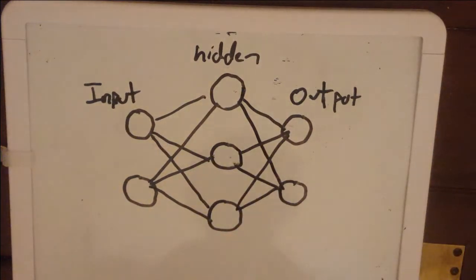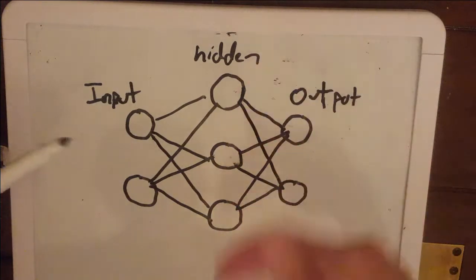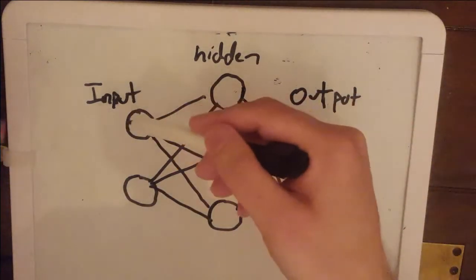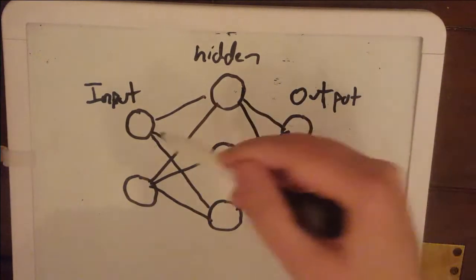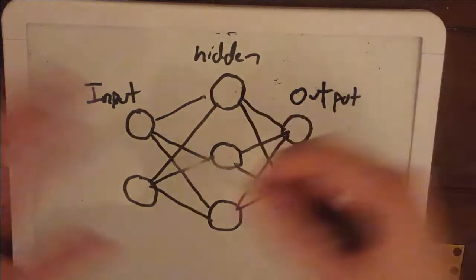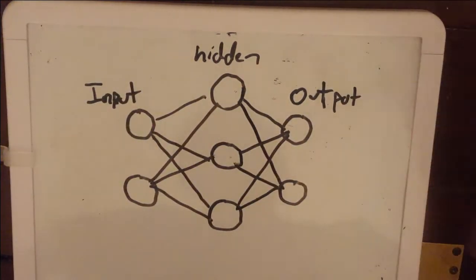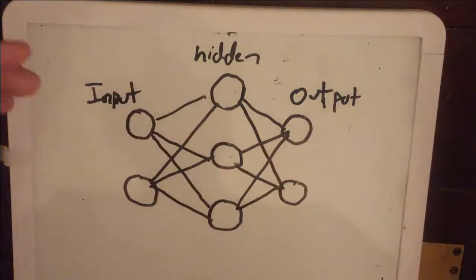But we get to determine the size of our hidden layer and how many we do. We don't get to decide our input layer, because that has to fit our data. The column size of our data has to equal the size of our input layer, and our output layer has to equal the column size of our labels. So everything else we have complete control over.